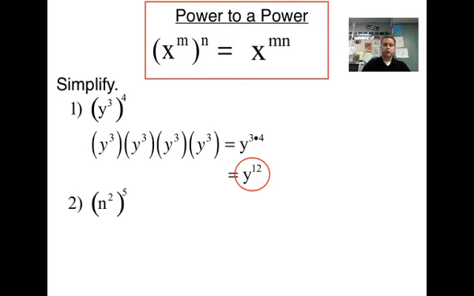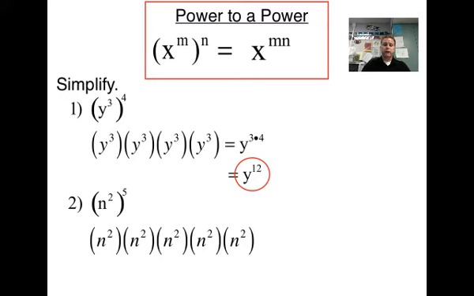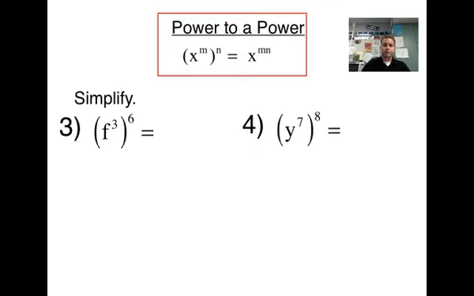Number 2, so if I have n squared raised to the 5th, that's going to be n squared times n squared times n squared times n squared times n squared, or I can say 2 times 5, n to the 10th power. I want you writing out the examples just like this. I want you to see where things are coming from. Anything that you see on the slide, you should be putting on your guided notes.